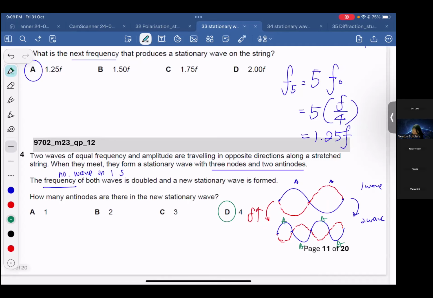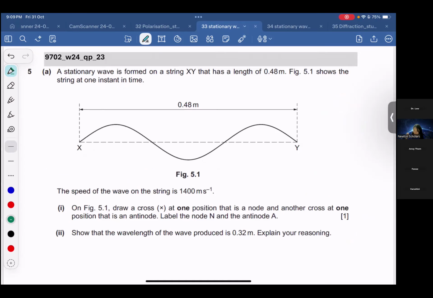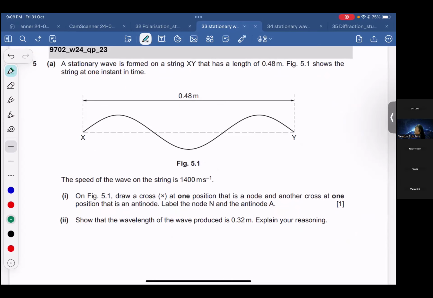Can you draw a cross at one position where there is a node and another cross where there is an antinode? Label the node as N. Node is minimum amplitude, so here I label this as node. Antinode is at maximum. You can draw at any point, as long as it's maximum or minimum amplitude. So I can label here and here as my nodes, it doesn't matter, and here, here, here as my antinodes.